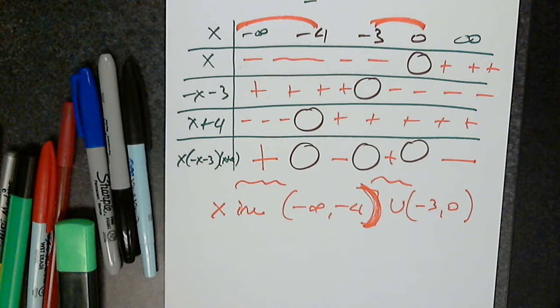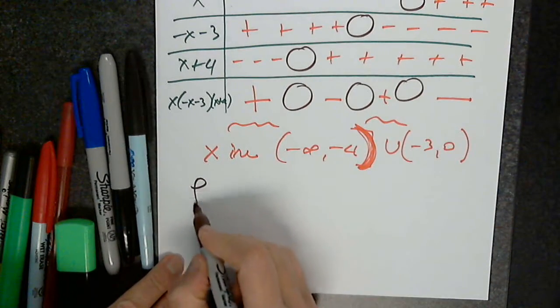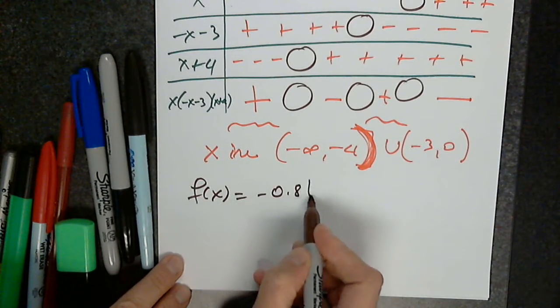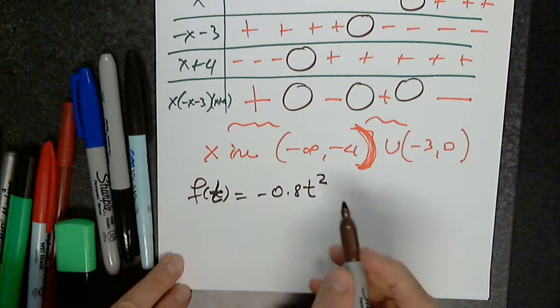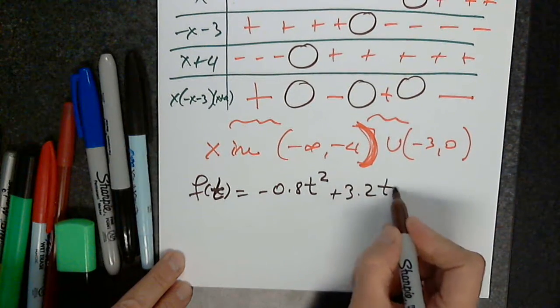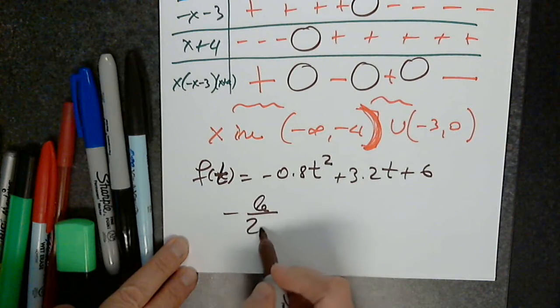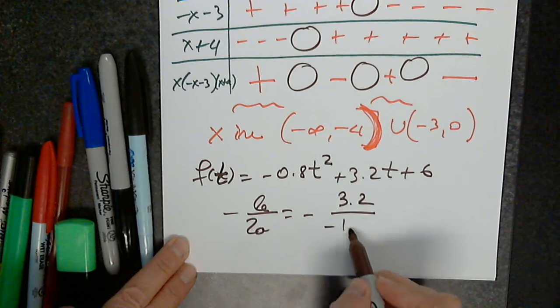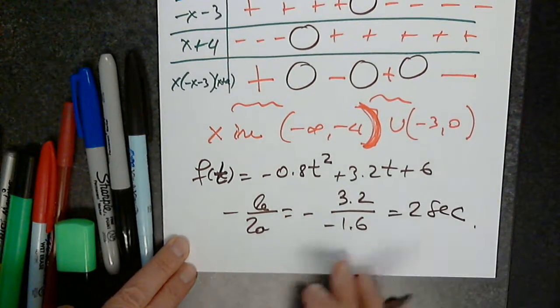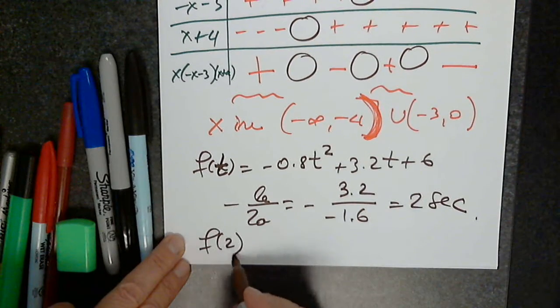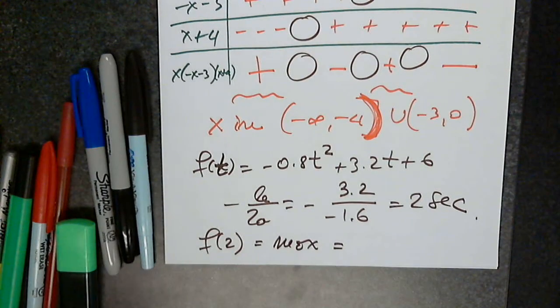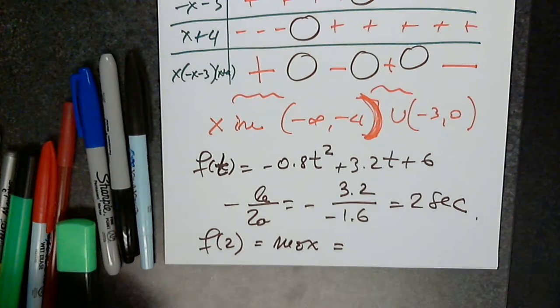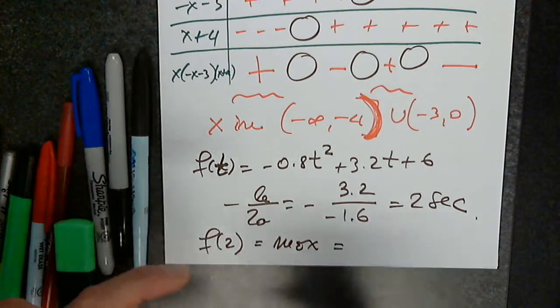Okay, so we have a ball that is thrown upward, and so on. Find the maximum. So we have f of t, which is negative 0.8 t squared plus 3.2 t plus 6. So negative b over 2a: negative b, 3.2, over 2 times a, negative 1.6. So this is 2 seconds. So then the maximum height will be when t is 2 seconds. And I plug it in, and I don't have the solutions. I have to plug it in.